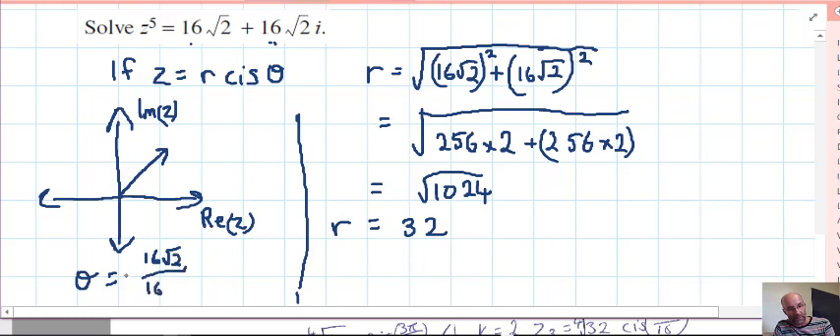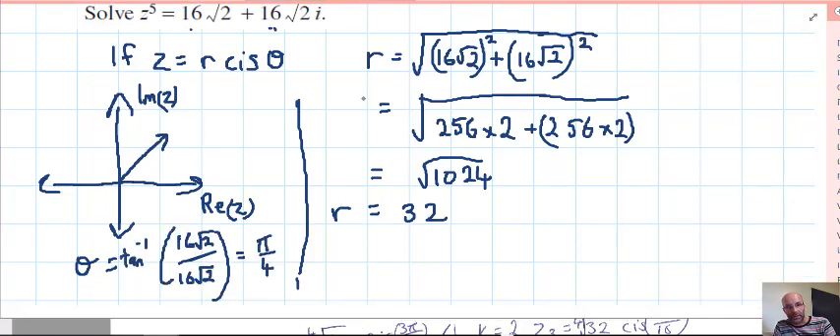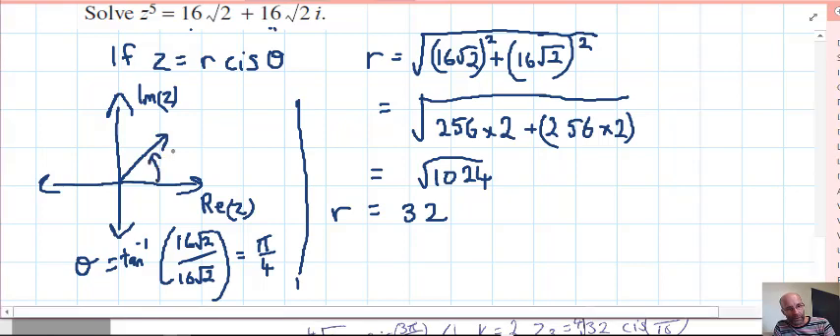And that's the, whoops, forgot to put inverse tan. So that's inverse tan of 1 essentially, and that's pi on 4. Don't say 45 degrees please, pi on 4 radians. Let's write it now. So therefore z equals 32 cis pi on 4.